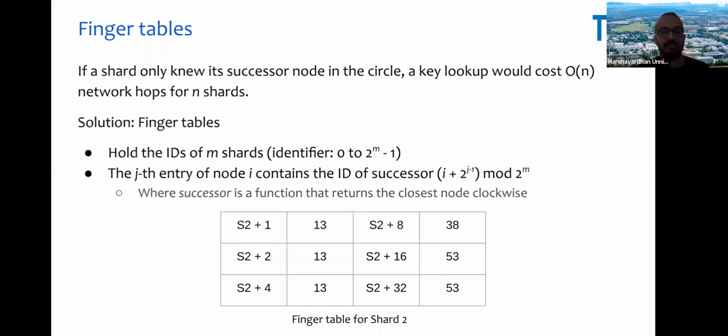This table shows a finger table for shard 2, whose immediate successor is 13. S2 is the hashed identifier for shard 2 in this case. As we see, the first entry in the finger table is the successor of the shard, which is 13 in this case. And other entries, for example, S2 plus 16, provide the location of the 16th entry from S2. That is the key whose hashed ID is S2's hash plus 16. This key is located at shard 53.